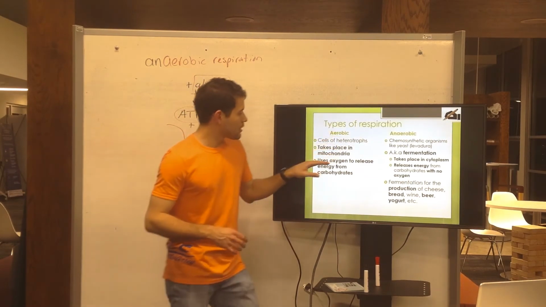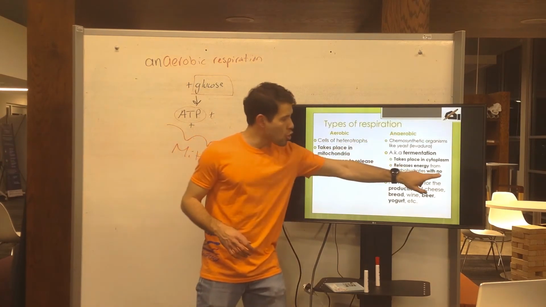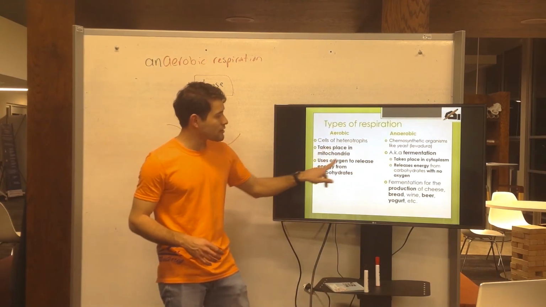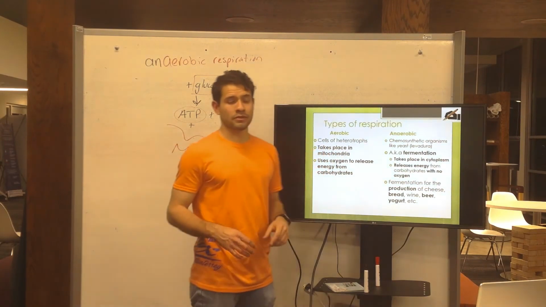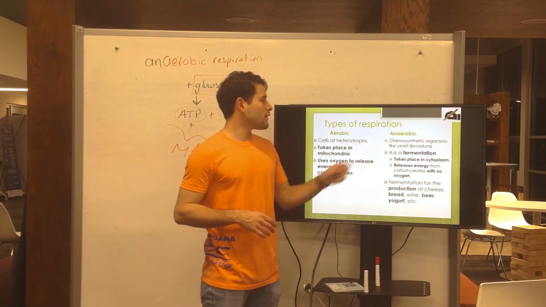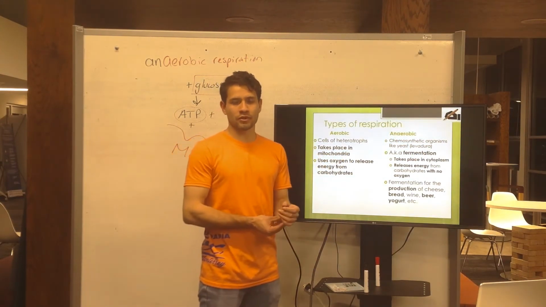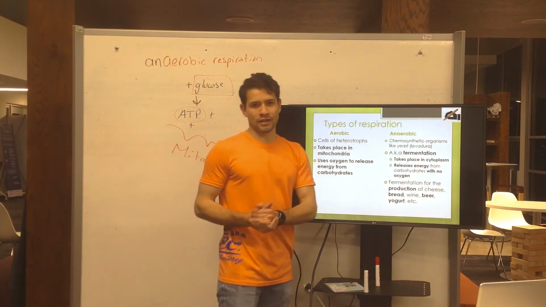Aerobic uses oxygen to release energy. Anaerobic, no oxygen, releases energy. This one takes place in the mitochondria. This one takes place in the cytoplasm. In the cytoplasm of these chemosynthetic organisms, autotrophic organisms, okay? Not heterotrophs, not humans, just autotrophic organisms.